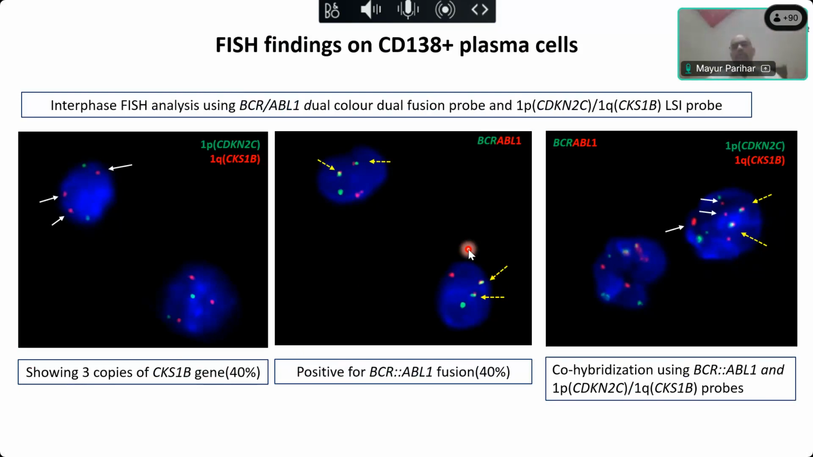So let us do one thing. Let us put both the probes on the same cells. We took the CD138 positive cells and put BCR-ABL and 1P, 1Q, and we found both these abnormalities on the same cells, showing that the fusion as well as the myeloma abnormality are present in the same cell. So probably they are arising from the same cell.